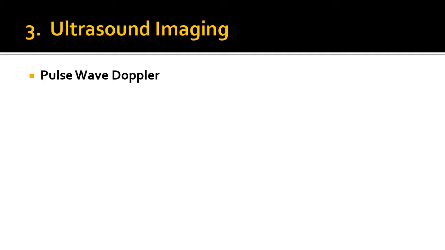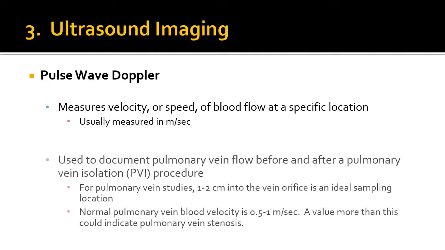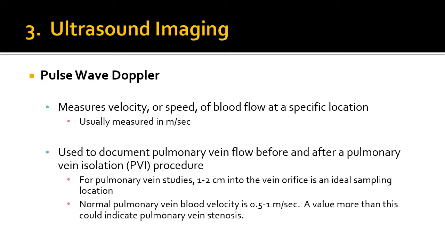The pulse wave Doppler function is used to measure the speed of blood flow, and you can move this tool to any location, such as valves or pulmonary veins. The most common use of pulse wave in the EP lab setting is to check pulmonary vein flow before and after an atrial fibrillation ablation. A significant change could indicate stenosis from the ablation lesions placed around the veins.